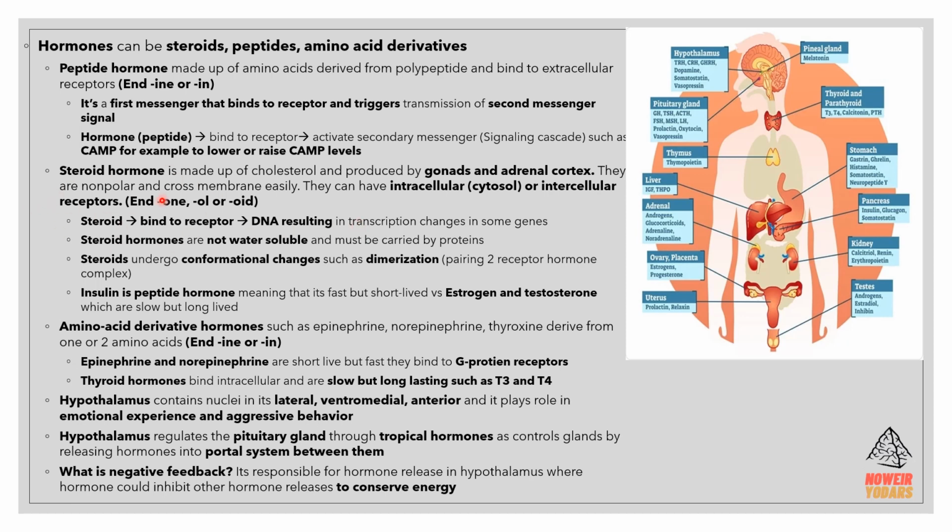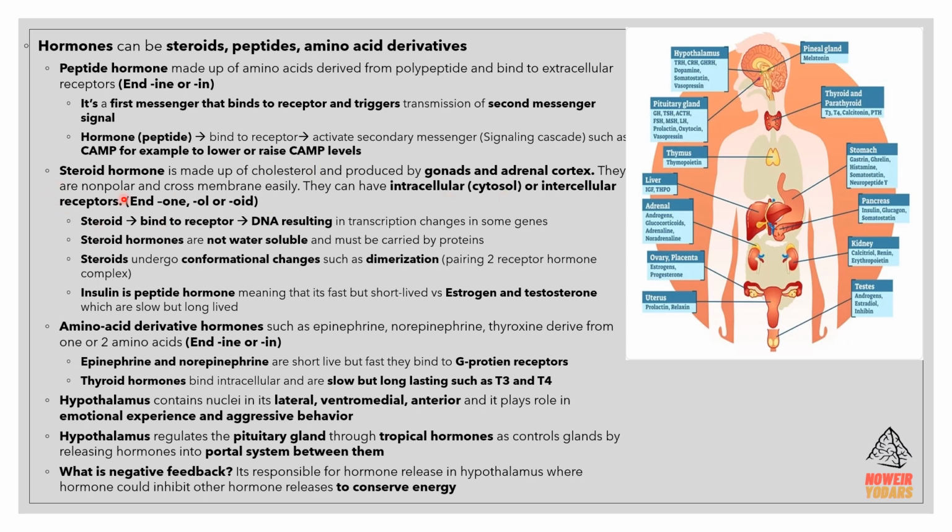And they usually end in ONE, OL or OID. That's how you can recognize the difference between the both of them. Here INE, IN, and here ONE, OL, or OID. So with steroids, they bind to receptors, for instance, and then this receptor triggers the DNA, resulting in transcription changes in some genes. So steroids are involved in transcription changes.